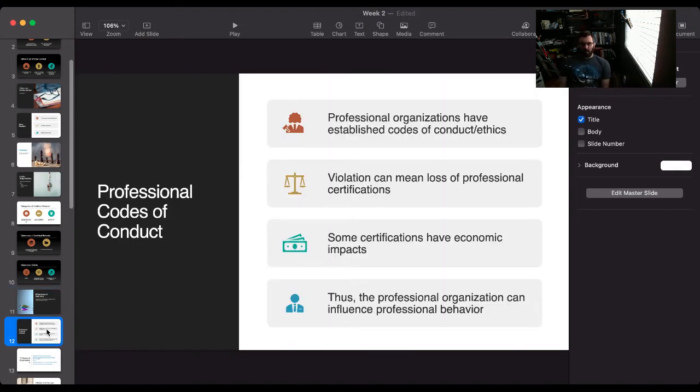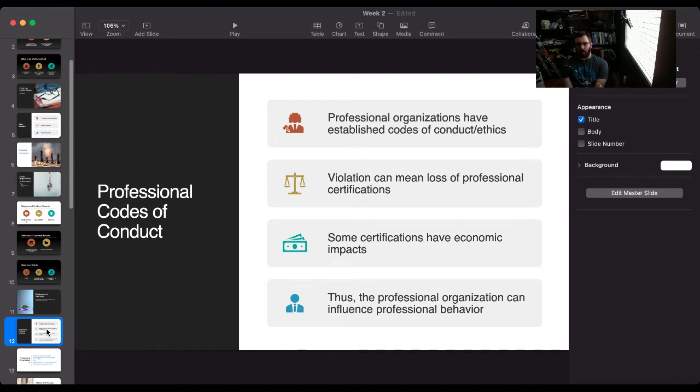So most organizations that professionals belong to have a code of conduct. Okay, so let's use a few examples. Number one, the American Medical Association has a code of conduct for physicians and other doctors. A violation of that code of conduct can mean a loss of their certification or their membership. In that case, their certification or membership could have economic impacts on them. So those types of professional organizations can influence professional behavior.